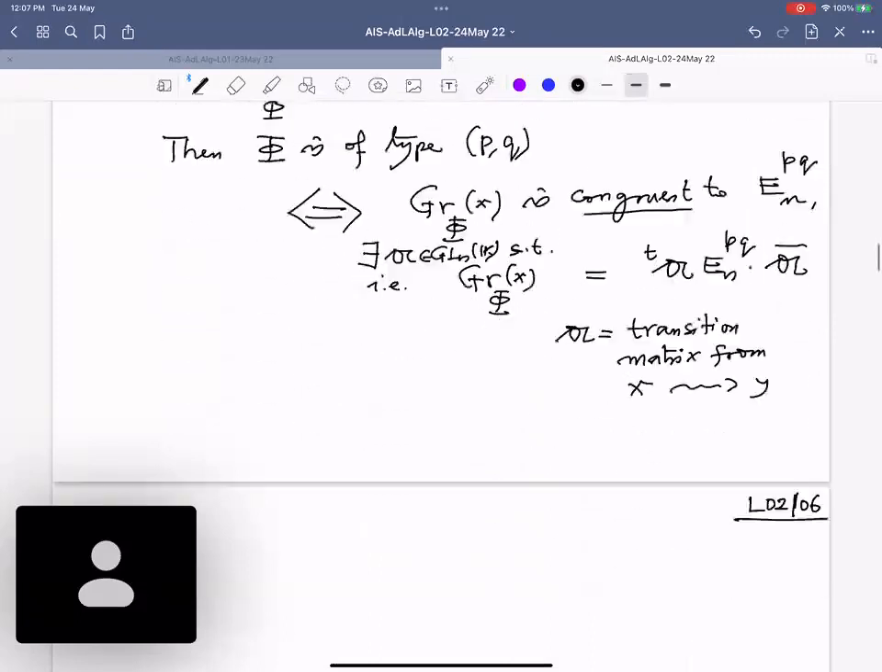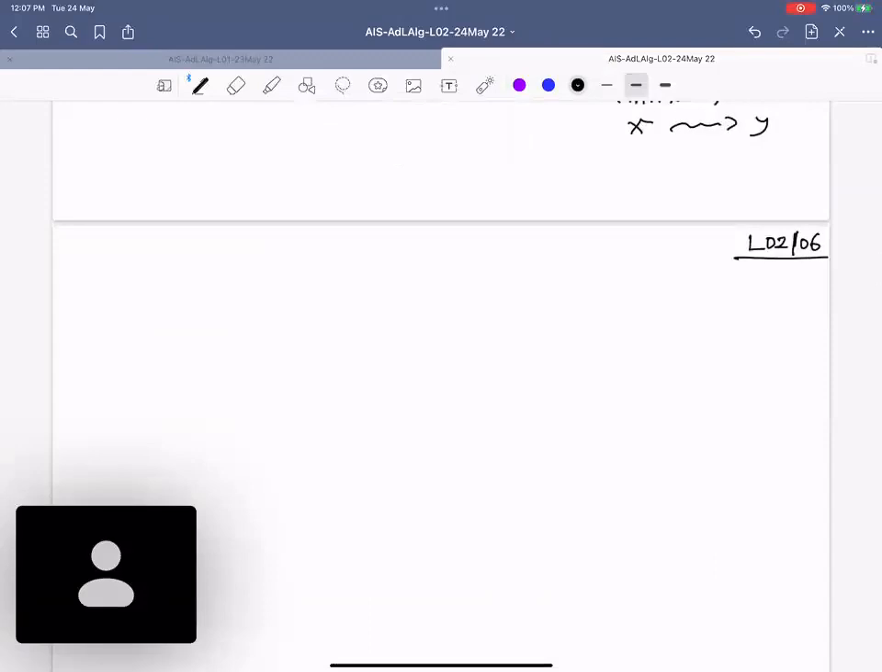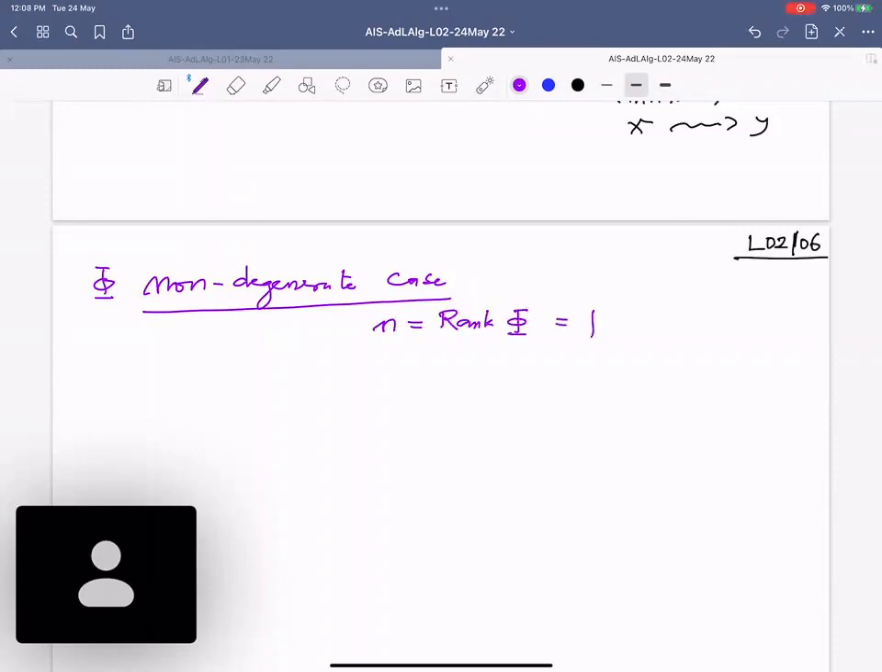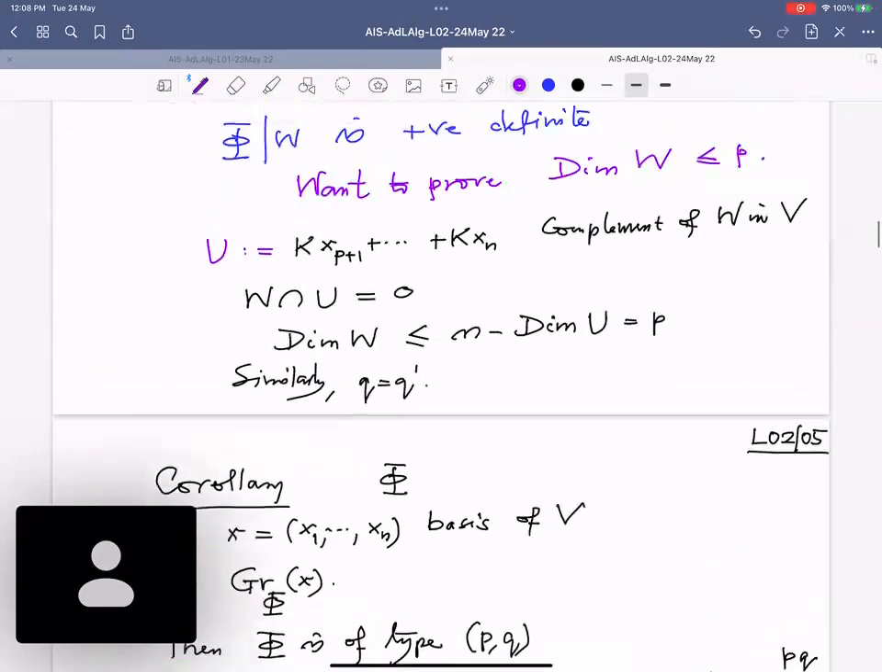So what is a non-degenerate case? Let us digress a little bit. In a non-degenerate case, that means phi is non-degenerate. That means the rank is n. N is the rank. But that we know rank is p plus q. So this R is 0. That is a bad notation. This R is not the rank.